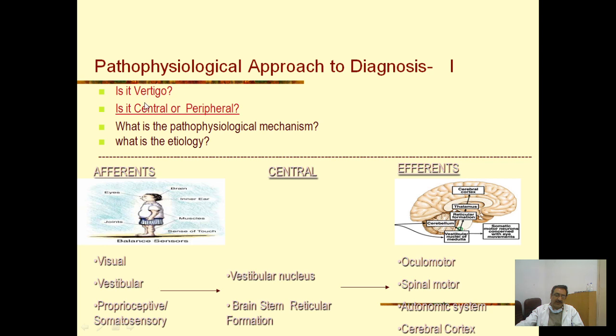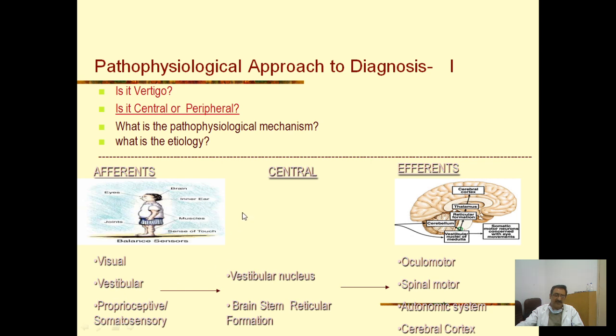So is it vertigo? Is it central or peripheral? Once you have come this far, you've got a full understanding of how to diagnose and treat vertigo from now on. In this order, you first ask the question, is it vertigo? If you answer that, you ask the next question, is it central or peripheral? And now let us see how you answer that question.